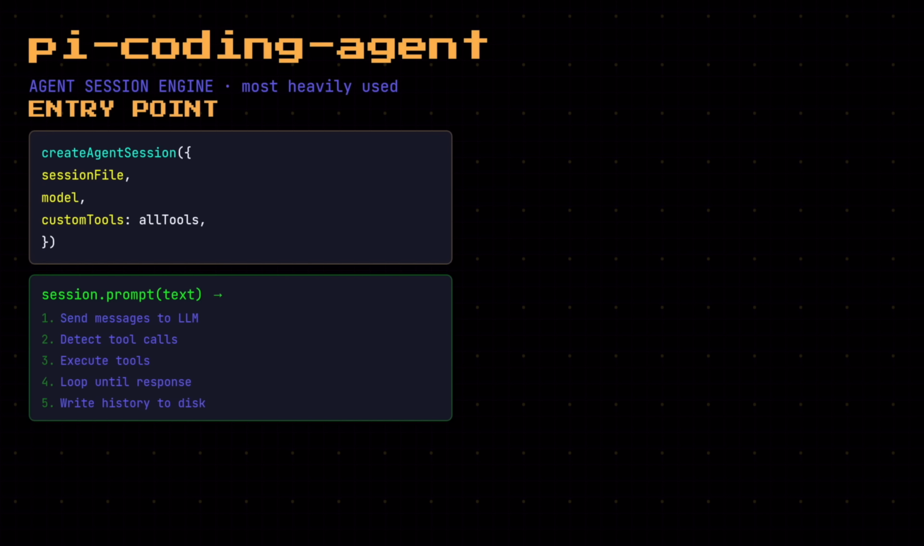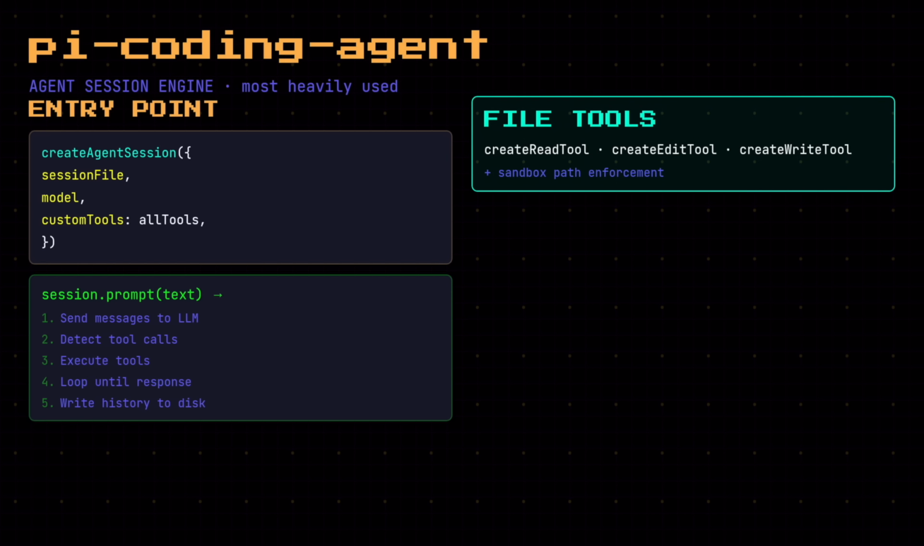The SDK handles everything, streaming tokens, running the tools, and writing history back to disk once the model responds. OpenClaw also uses PyCoding agent for file tools, read, edit, write, wrapped with sandbox path enforcement so the agent can't touch files outside its workspace.